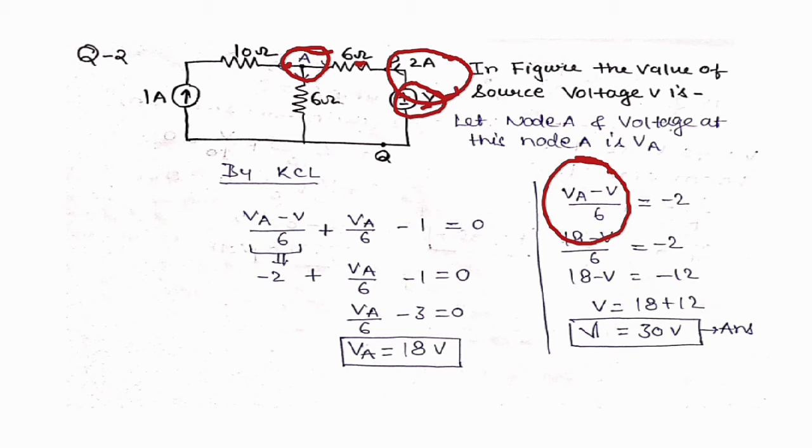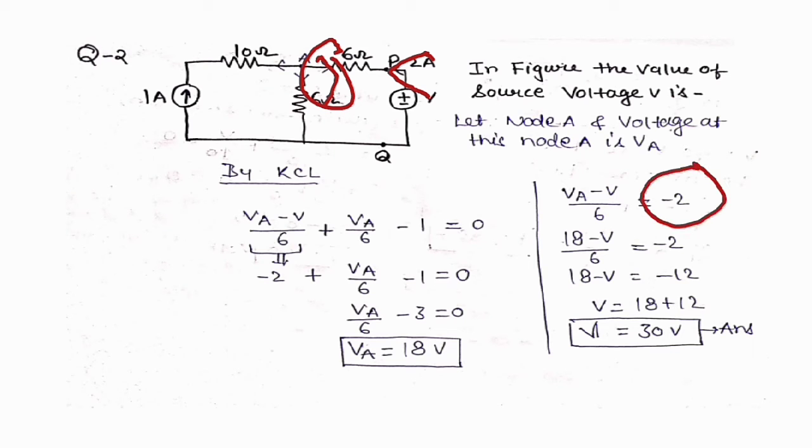Why did I put -2 here? Because in the question the direction is given like this, anti-clockwise, or you can say incoming towards the node, but we assume the current is outgoing from the nodes. So that's why we write -2. So VA minus V divided by 6. Here we put the value: 18 minus V divided by 6 equal to -2, then we get the voltage 30 volt.